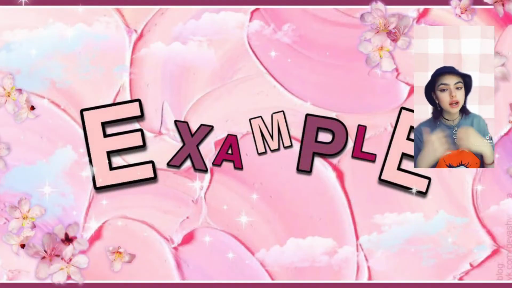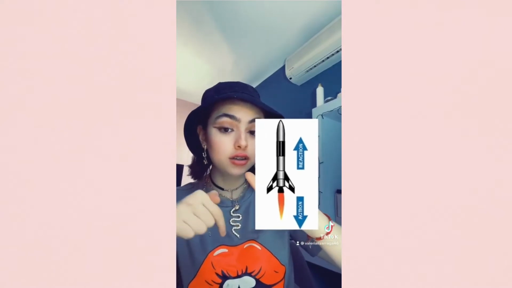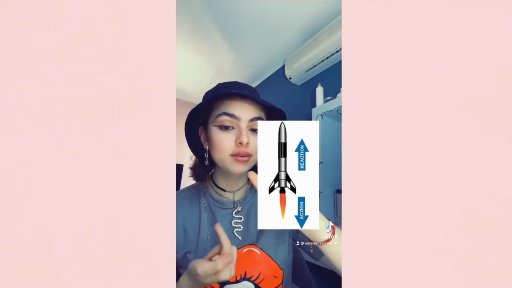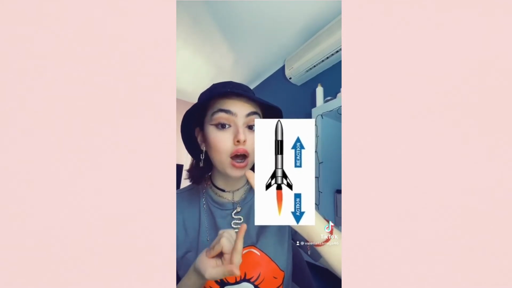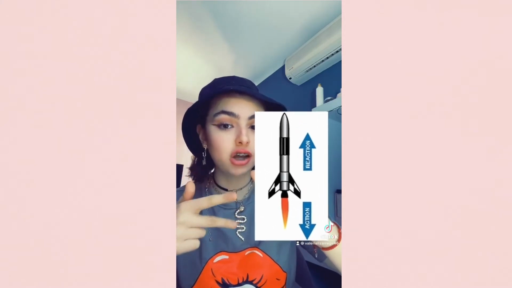Opposite. For example, a rocket. The action will be the fire in here, that is going downwards. And the reaction is going to be the rocket going upwards, okay? The same intensity, but opposite directions.